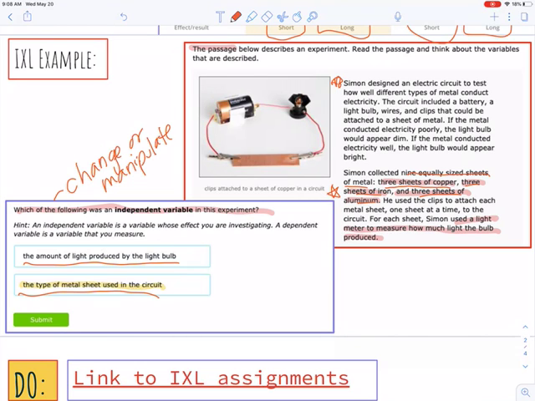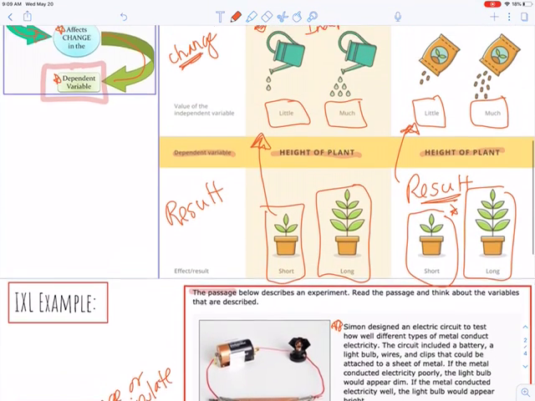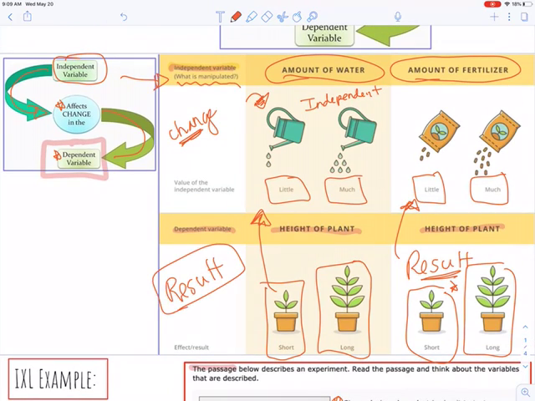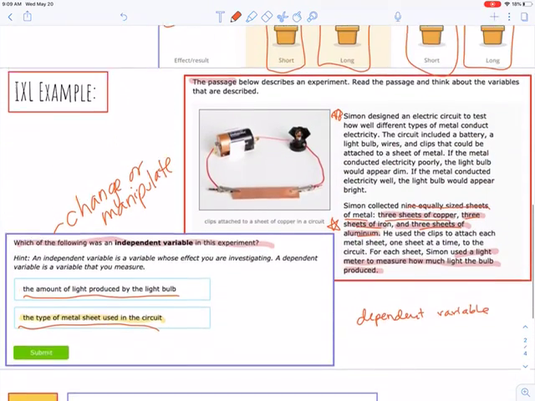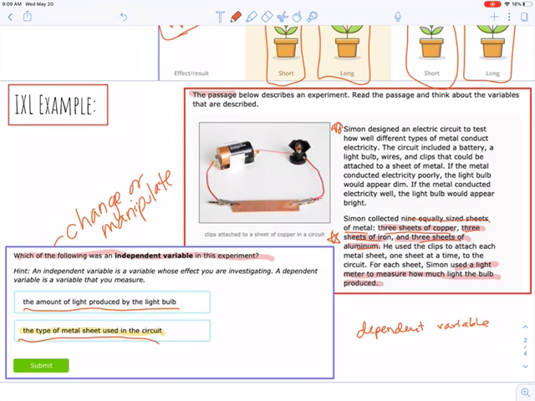Now, what would be the dependent variable? Okay, and if we look back, the dependent variable is the result. If I look here, it basically is asking how much light the bulb produced based on the different metals. So I know that my dependent variable is actually the amount of light produced by the light bulb. Okay, so this is the dependent and that's the independent.